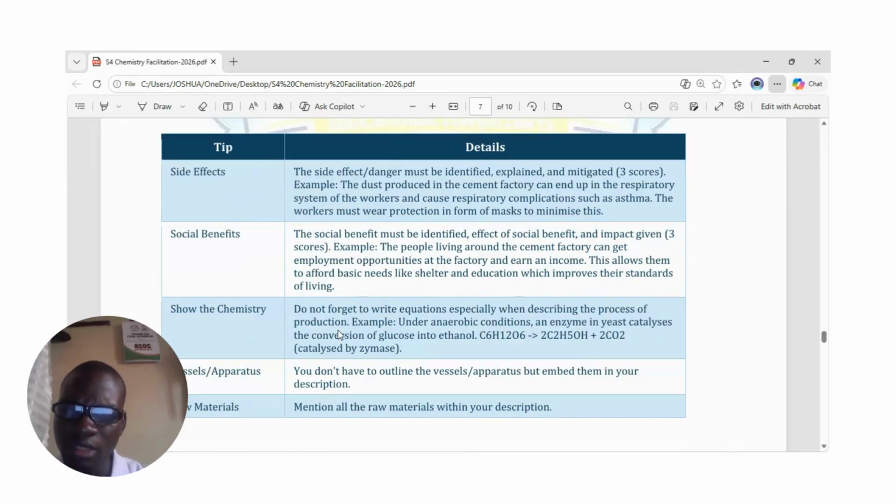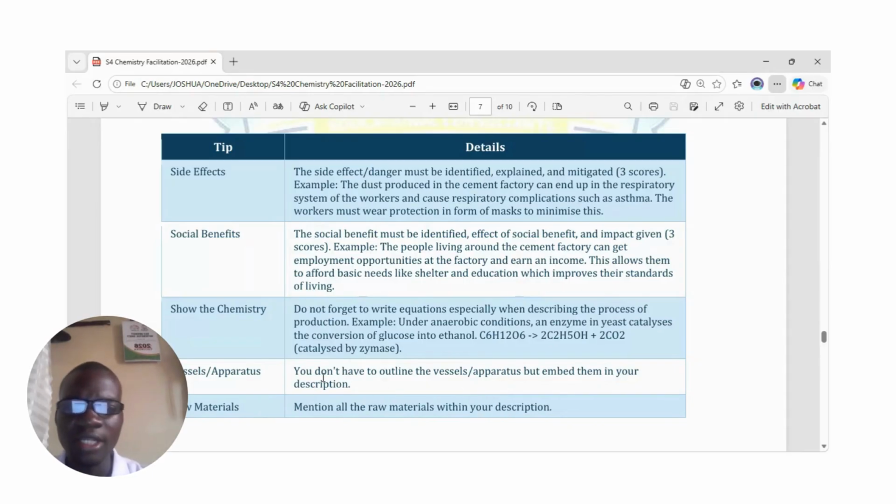Let me begin with the way we are supposed to arrange it. Raw materials: under raw materials, mention all the materials within your description. If you know all of them, please mention all of them. Then vessels and stock apparatus: you don't have to outline the vessels or apparatus, but embed them in your description. Always have them in your description.